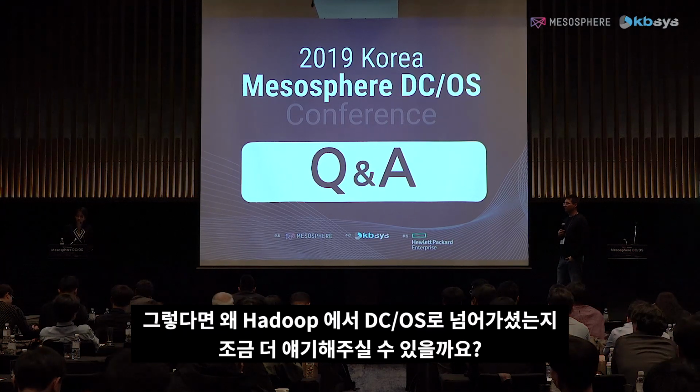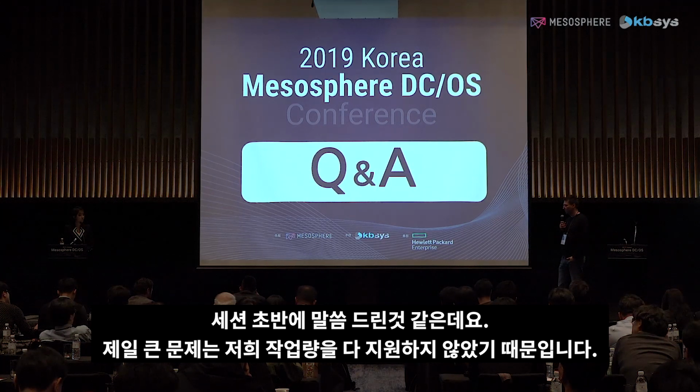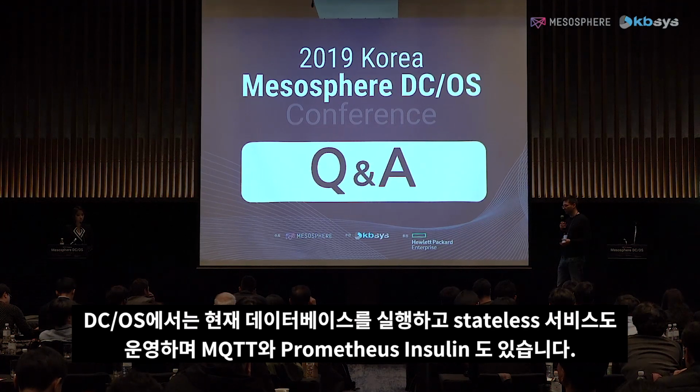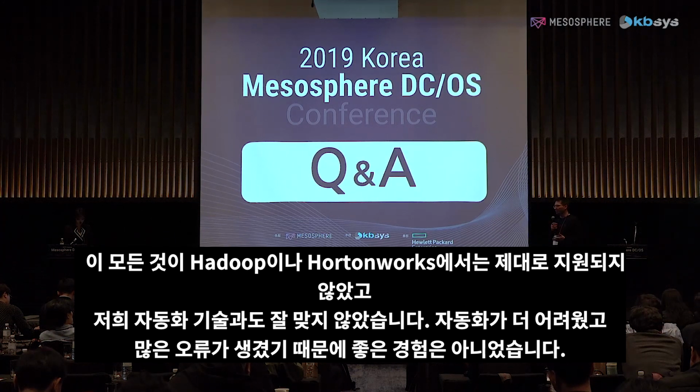That's great, thank you. Maybe you can give us a little bit more insight into why you moved away from a traditional Hadoop cluster to Mesosphere DC/OS? I think I said it in the beginning. The main problem was it didn't support all our workloads. On the DC/OS cluster, we run databases now. We have stateless services. We have a GitLab runner. We have Prometheus and so on. All these tools weren't supported really properly by Hadoop, or in that case it was Hortonworks. And it didn't really work well. It was more difficult to automate things, and it was also causing more problems. So it wasn't a very good experience.